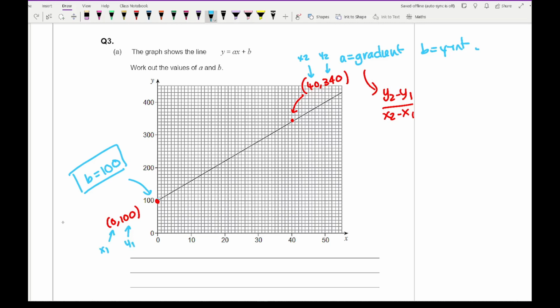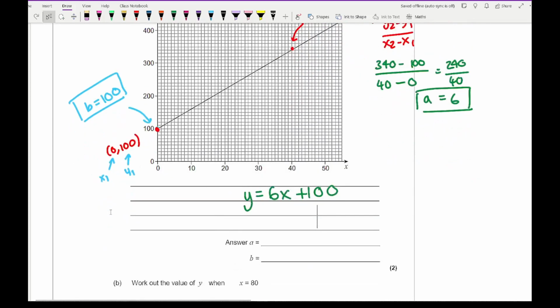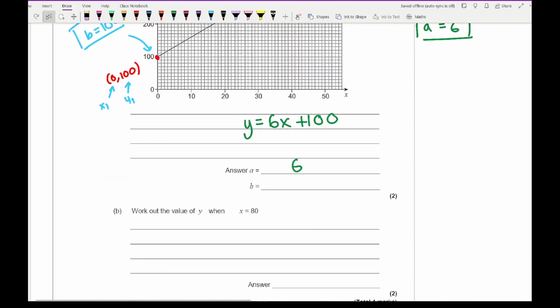So then you substitute the numbers in, what do I get? Well, I'm going to get 340 minus 100 over 40 minus 0. So I've got 240 divided by 40, which gives me an answer of 6. So A equals 6. So then writing down the equation, it's going to be y equals 6x plus 100. But the question is asking me to write down the values of A and B. So A equals 6 and B equals 100.